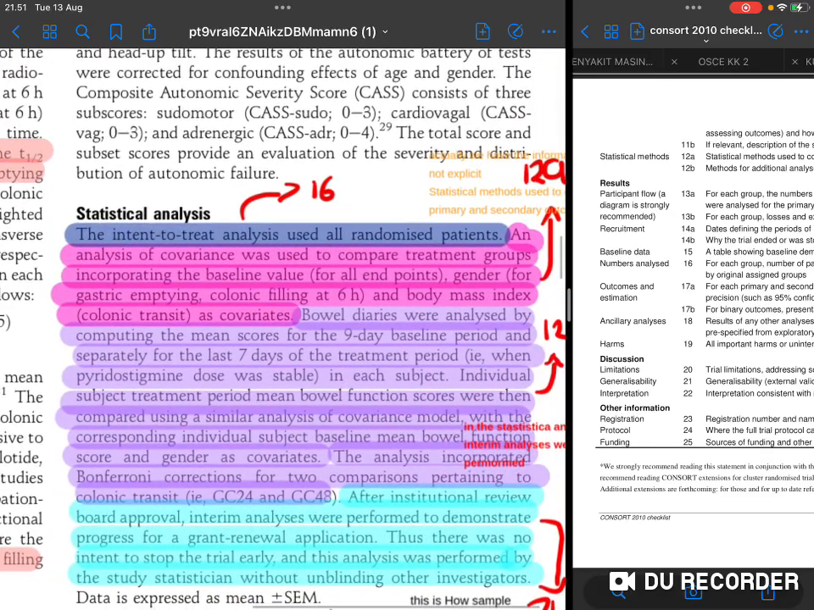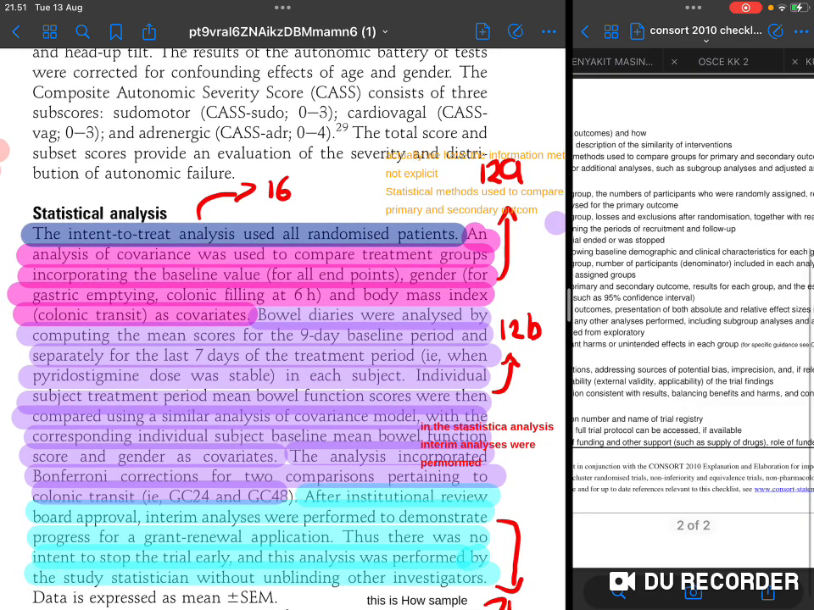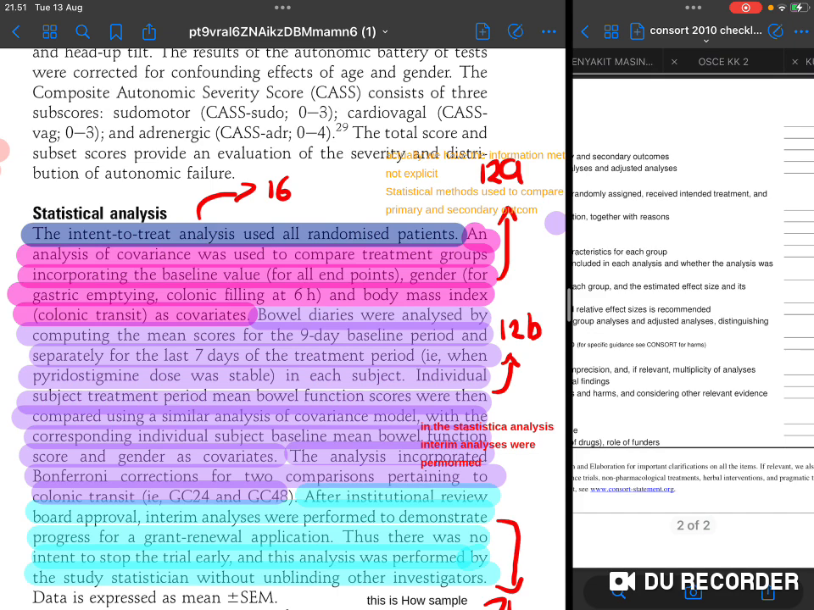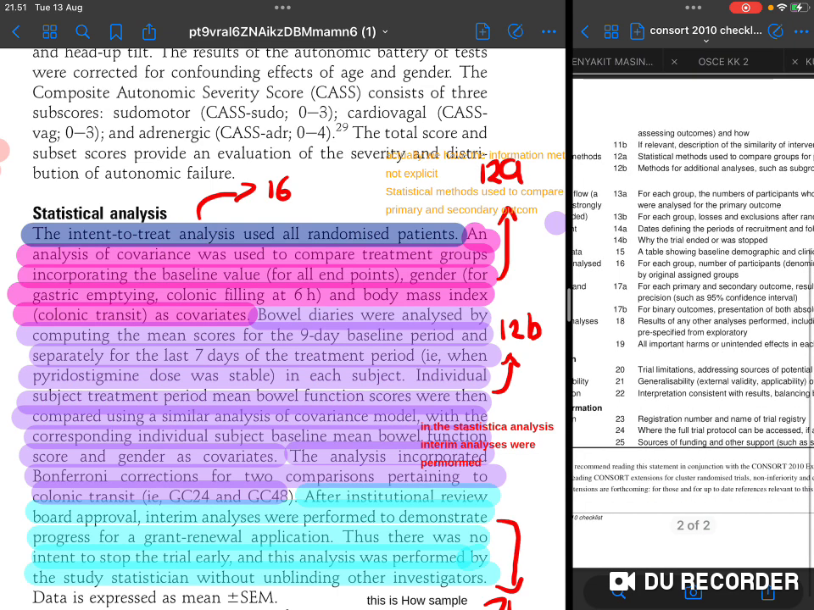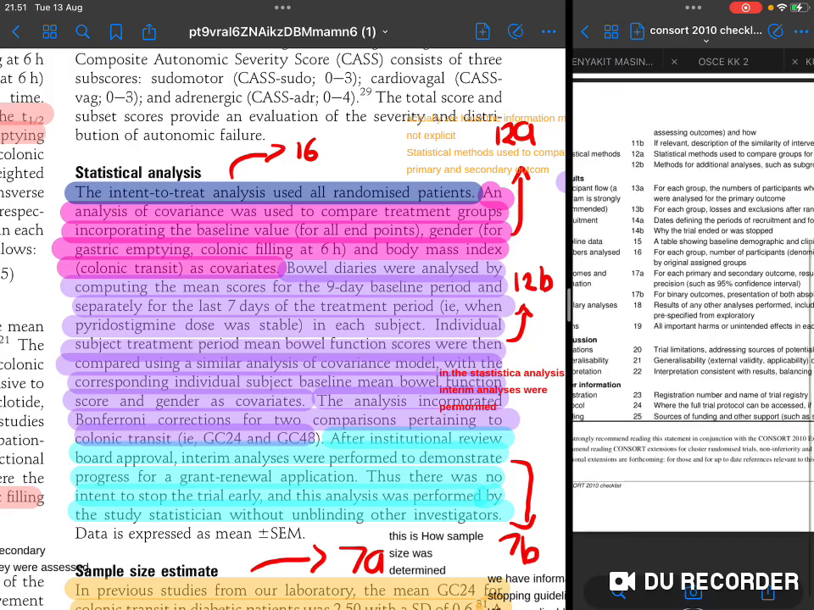Number 16 is number analyzed. So the intent to treat analysis used all randomized patients. Like for each group, the number of participants included in each analysis and whether the analysis was by original assigned groups or not. It was stated the analysis used all randomized patients, all.